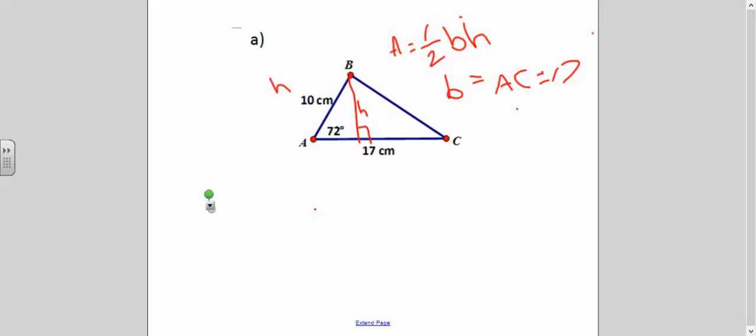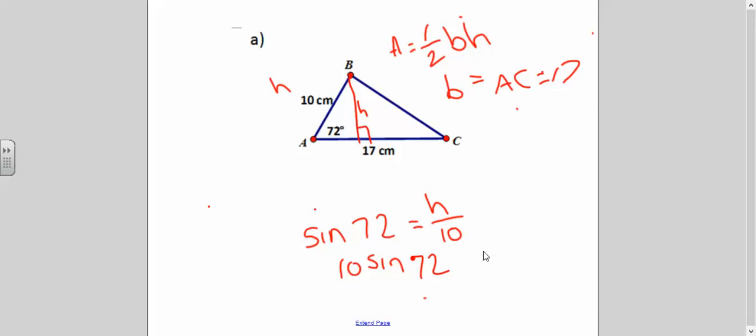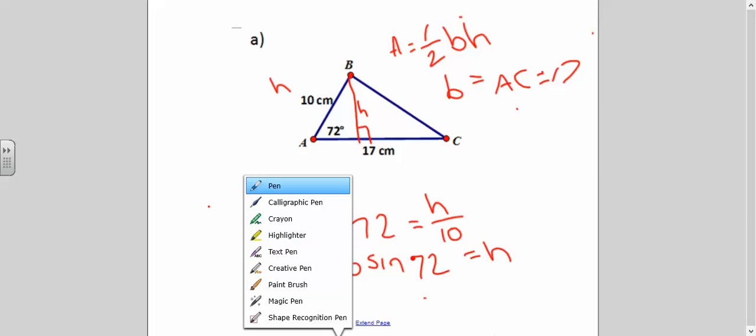So we've got the sine of 72 would equal H over 10, opposite over hypotenuse. So to solve for H, we're going to just multiply our 10 times the sine of 72. And that's going to equal H, whatever that comes out to on your calculator. You guys check that out. So that's our H.